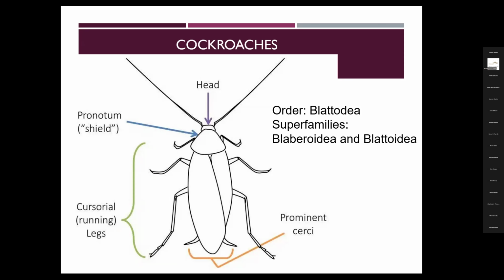Their head is going to be deflected downward, and they are going to have very long antennae usually. And those species that have wings, their wings are going to be almost kind of shiny or greasy looking. They're somewhat soft, and some cockroaches can fly with those wings, other cockroaches can't.